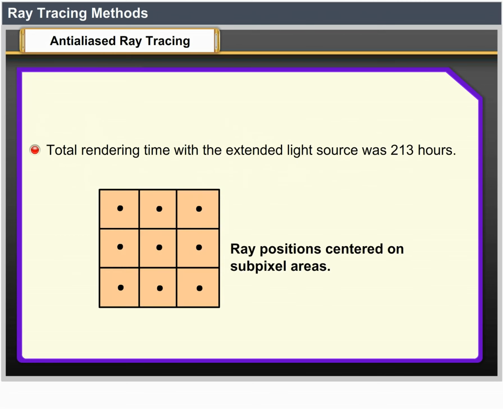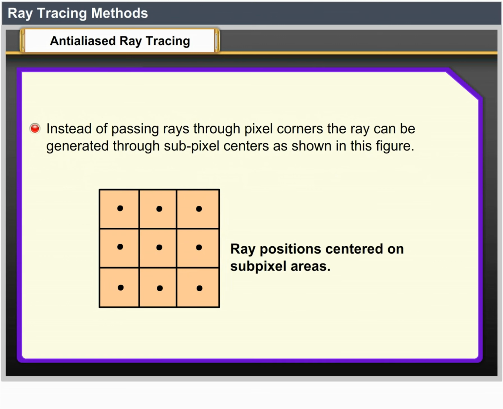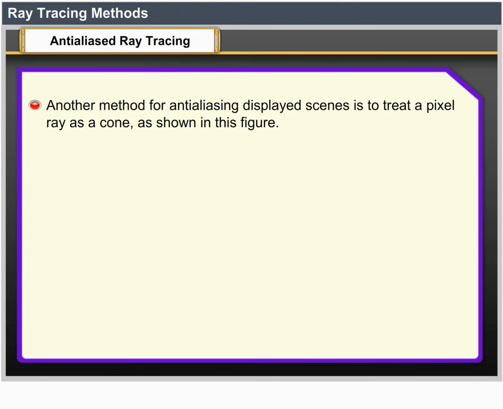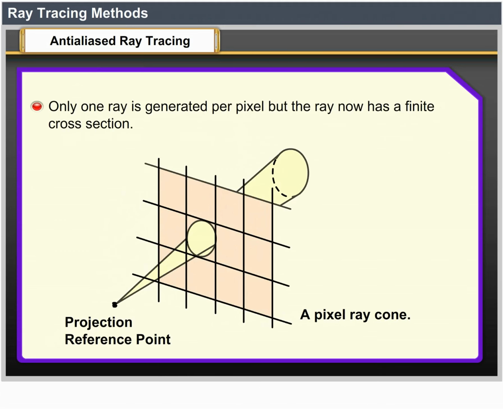Instead of passing rays through pixel corners, we can generate rays through subpixel centers as in this figure. Another method for anti-aliasing displayed scenes is to treat a pixel ray as a cone, as shown in this figure. Only one ray is generated per pixel, but the ray now has a finite cross-section.